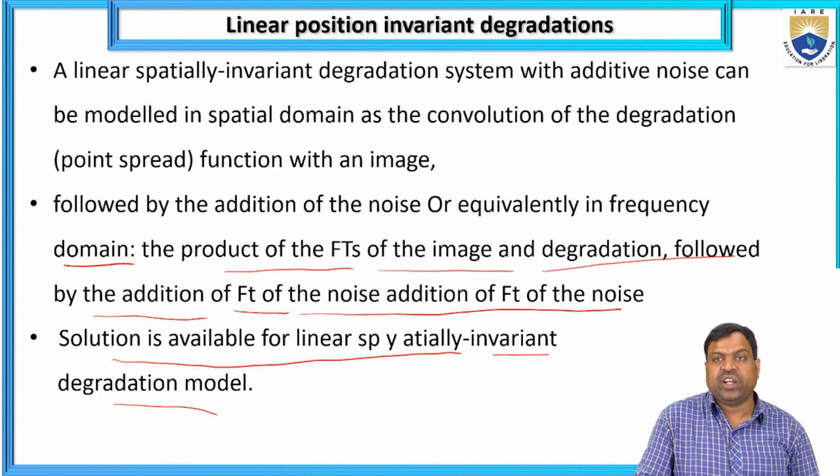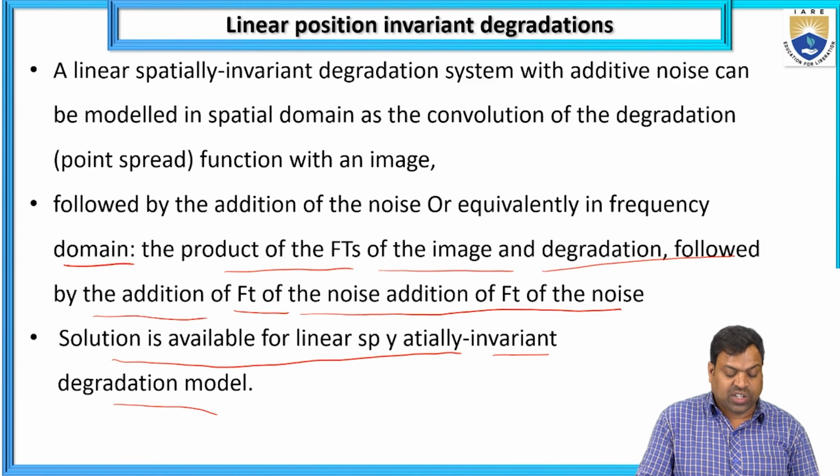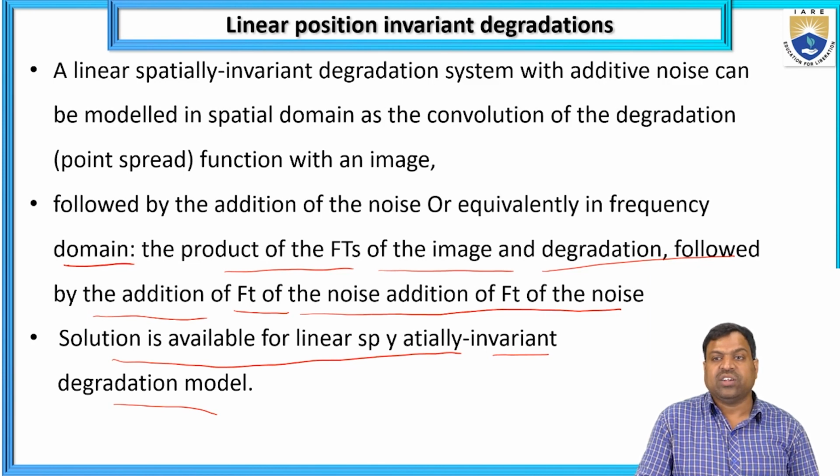A spatially invariant degradation system with additive noise can be modeled in the spatial domain with the degradation function of the image, and the addition of noise is equivalent in the frequency domain to the product of the Fourier transform of the image and the degradation, followed by the addition of the Fourier transform of the noise. And the solution available for the linear spatially invariant degradation model is estimating the degradation function and restoring the image.